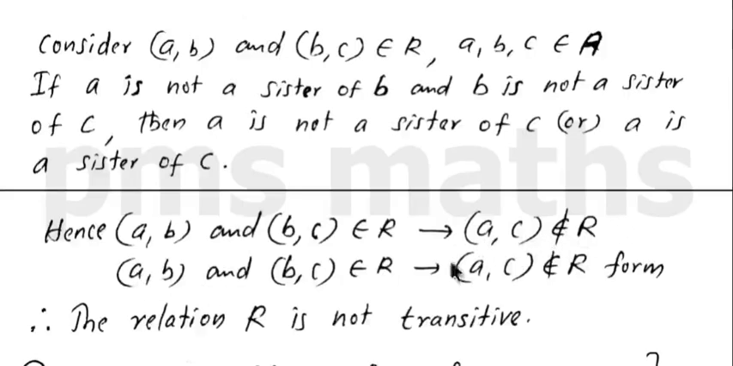Take the general condition for transitive relation: (A, B) and (B, C) belongs to R gives (A, C) belongs to R. This is the condition for transitive relation. Here, does not belong to is there. Here also does not belong to. Therefore, this condition is not satisfied. Therefore, the relation R is not transitive.